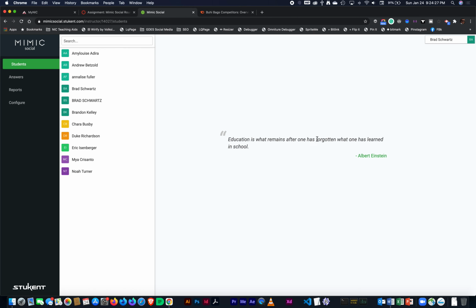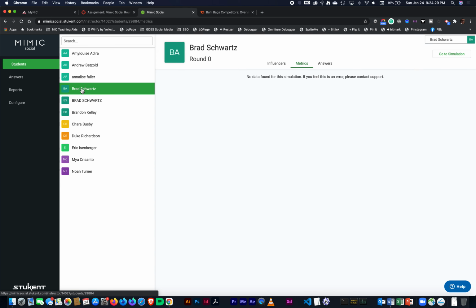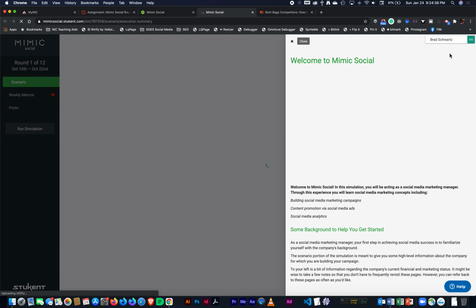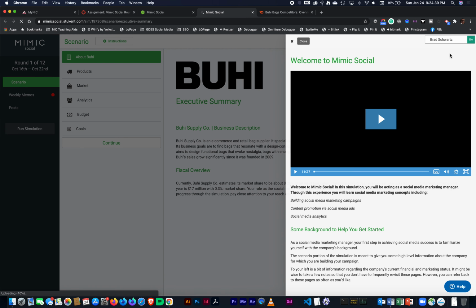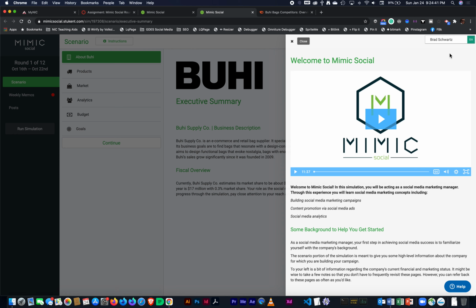and once you are there, you should be able to log in and start round 1. So I'm going to log in as me and go to the simulation. So these simulations, you probably want to budget at least an hour of time, if not a little bit longer, to watch all the video and read through all the different steps.